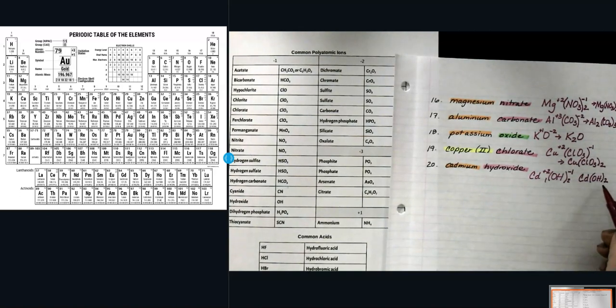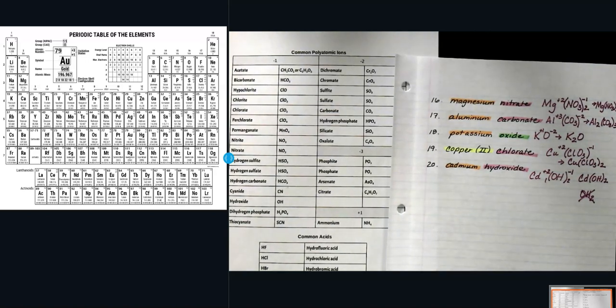Now, why is it important that I put those parentheses there? Because if I don't, it looks like that. And that's very different. This is saying I have 2 oxygens and 2 hydrogens. This is saying I have 1 oxygen, 2 hydrogens. That's not what we want. So we have to include those parentheses.